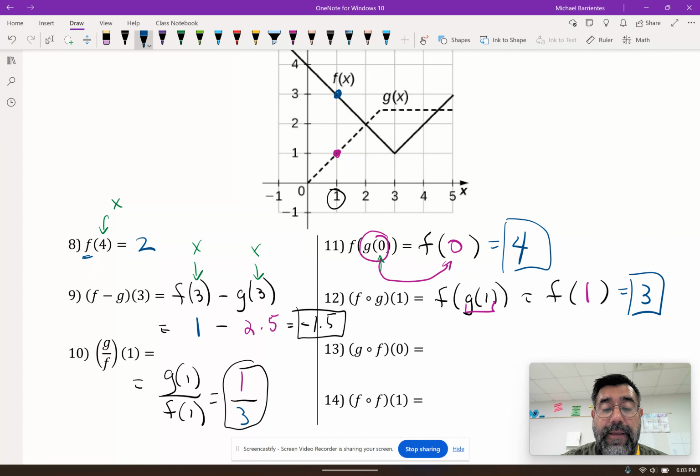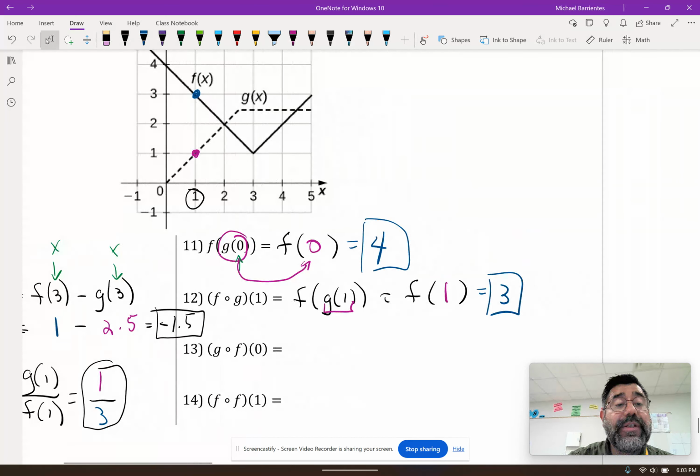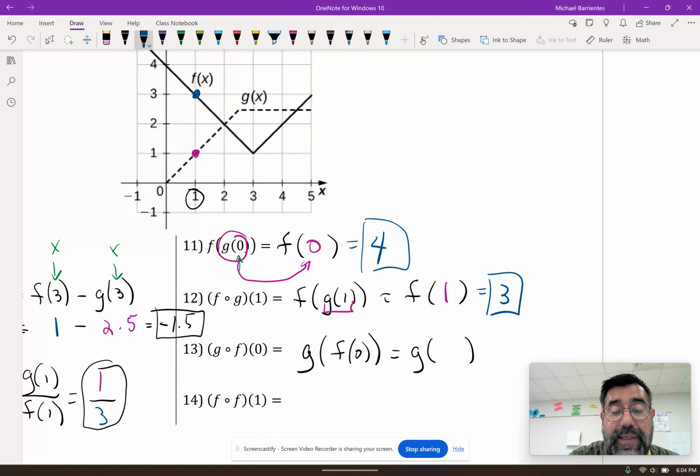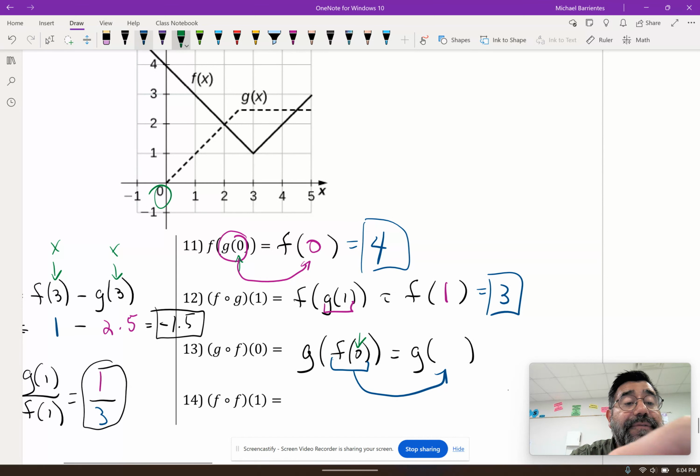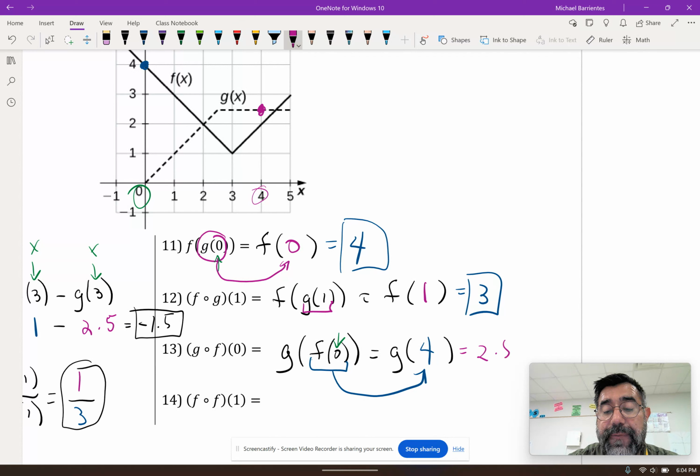We're going to do one more. Let's do number 13. And in number 13, it reverses, and now I have g of f of 0. Okay, so that means I need to find this first so that I can put the answer inside that parentheses. It is inside the parentheses, right? So when my x value is 0, my f graph is up here, so that would be 4. But now I'm going to go to 4, and when my x value is 4, my g is up here, and that looks like it's at about 2.5.